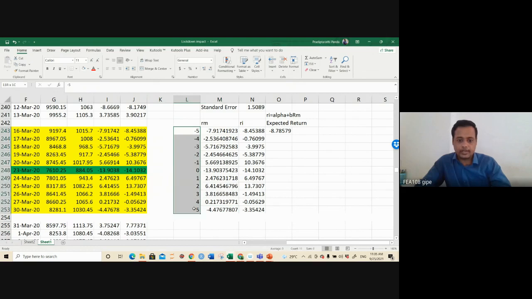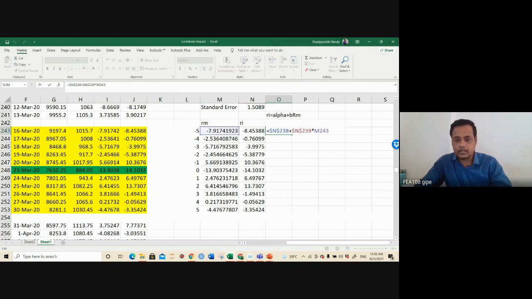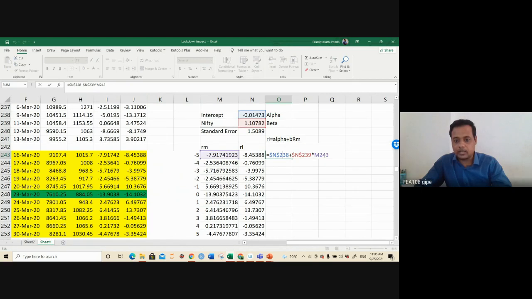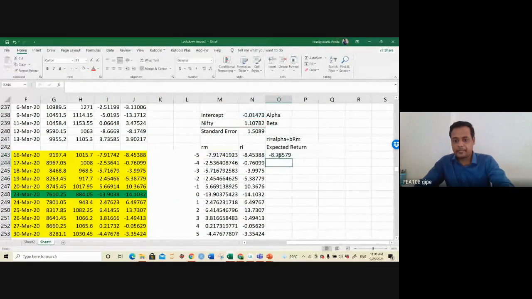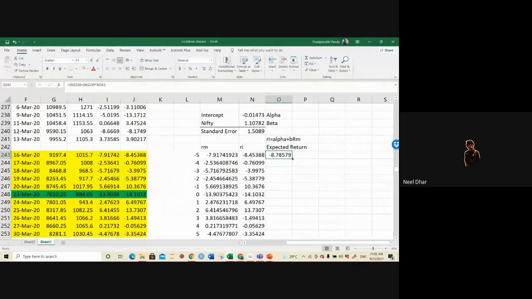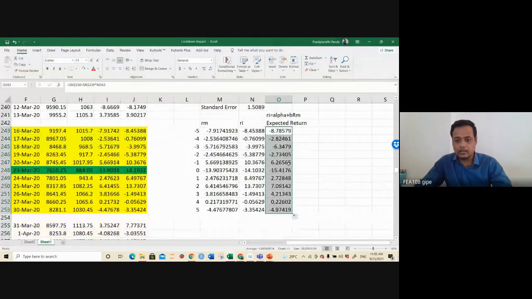Event window has been decided, -5 to +5. Now you are getting this expected return. Expected return is nothing but alpha plus beta multiplied by market return. All of you got it? Yes or no? Yes, sir. Just do for all. You can double click or scroll. You are getting expected return for each day.